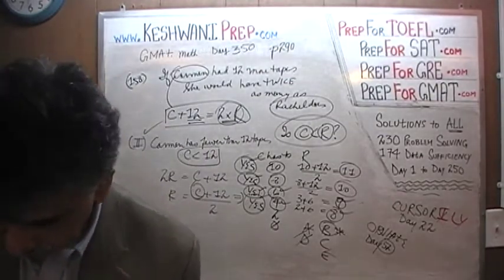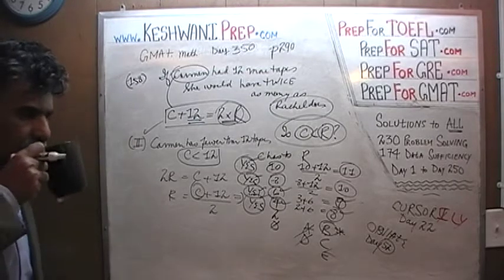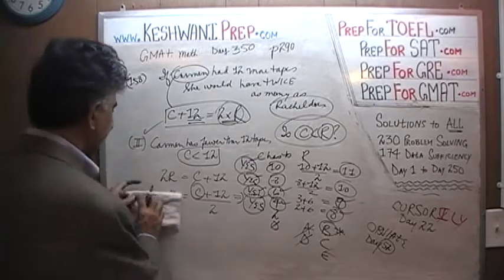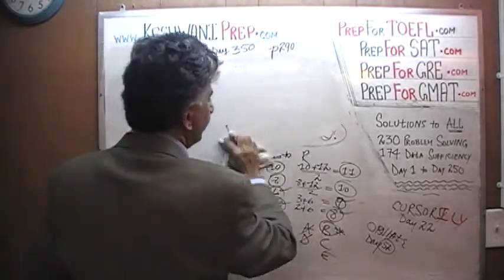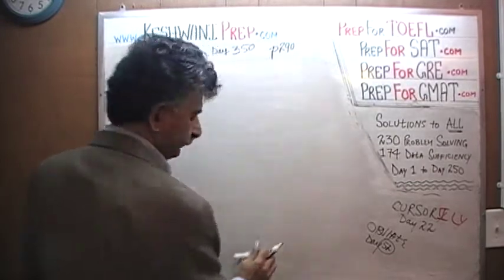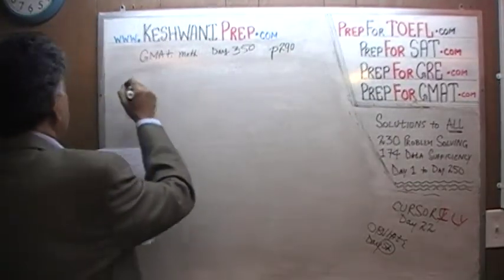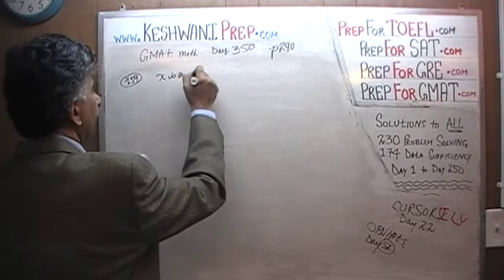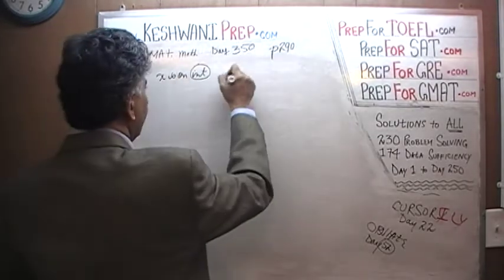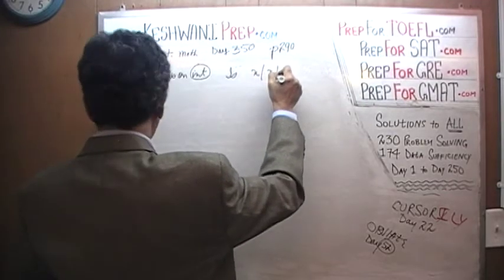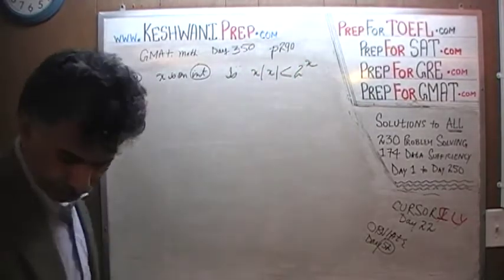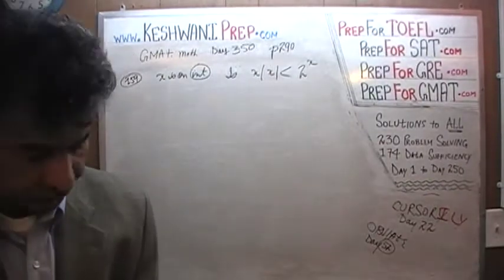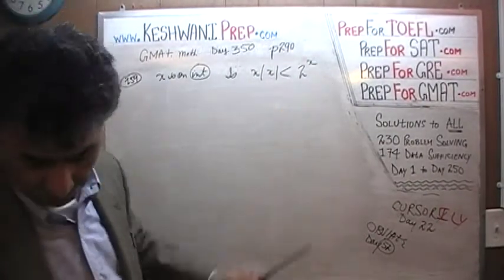Number 159. Let's see what we have there. We are told that x is an integer. x is a whole number. The question is: is x times the absolute value of x less than 2 raised to x? Let's see what they tell us.